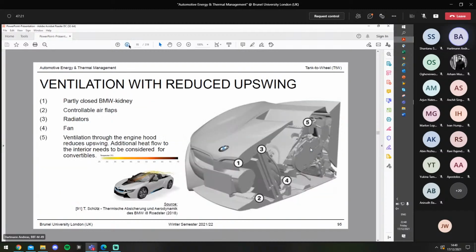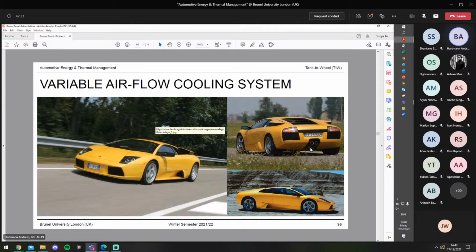There are different options. Maybe you know about the Lamborghini Murcielago, which has even got some radiators which can be activated or deactivated again if not needed. You can see on this picture here, the radiator is open. This is applied when there is a need for cooling, for applying the airflow to the radiator.